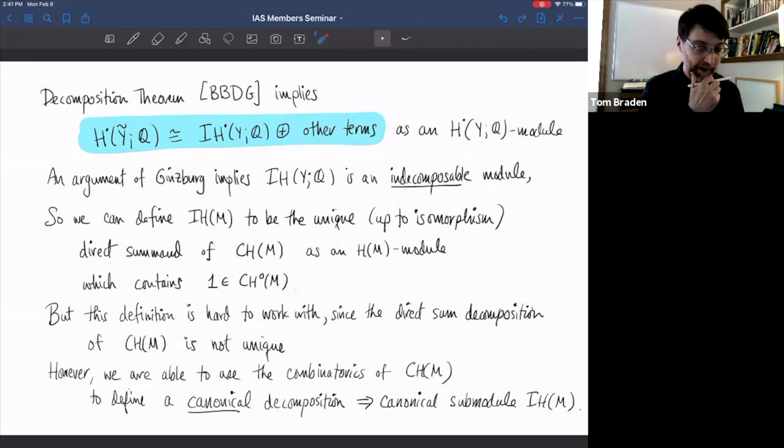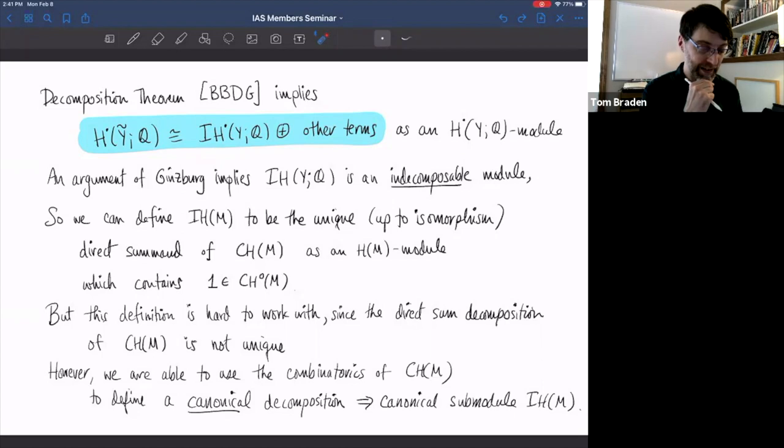Okay. So that's an abstract definition, which is theoretically correct, but it's hard to work with because the direct sum decomposition is not unique. So to find the thing you want and actually prove that it has the properties turns out to be rather daunting. And in this situation, which is unlike some of the other situations that I've seen this kind of stuff done, we actually were able to define a canonical decomposition. We actually found this submodule. We defined it canonically as a submodule of this ring.